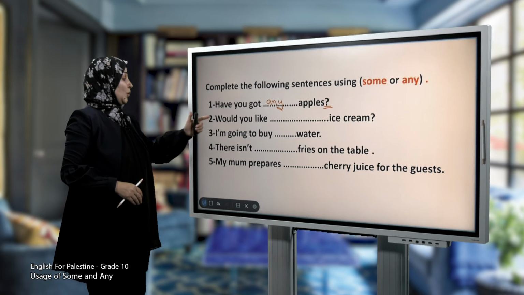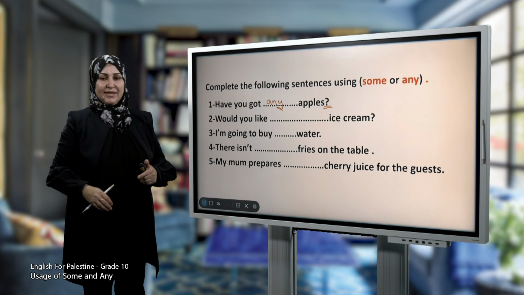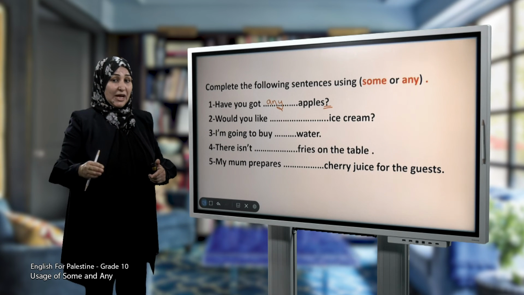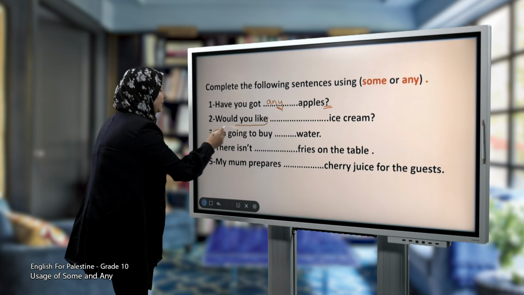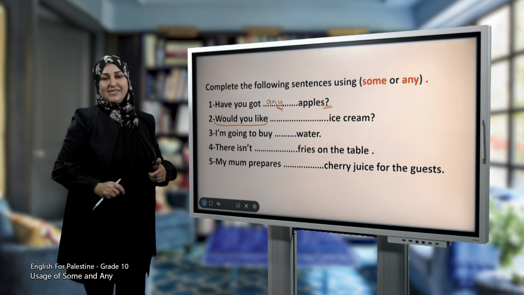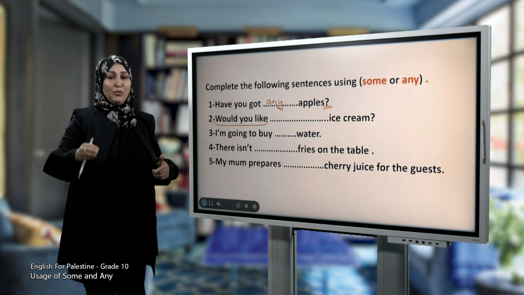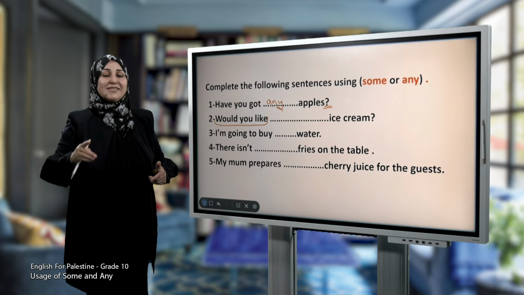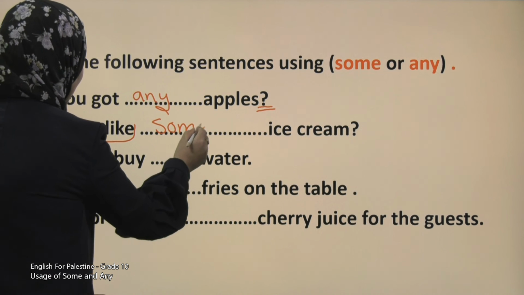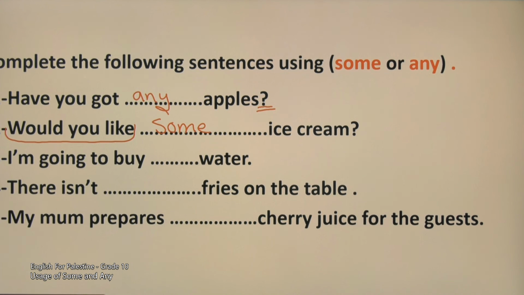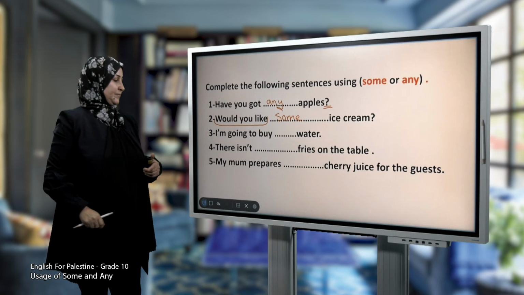Number 2, would you like ice cream? This is the form of offers. Excellent. So with offers we use some. So, would you like some ice cream?